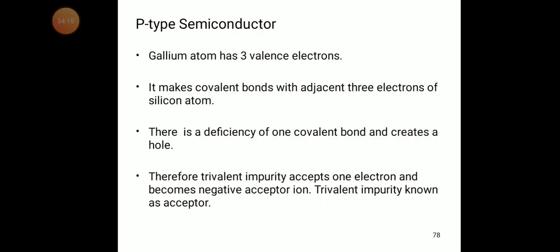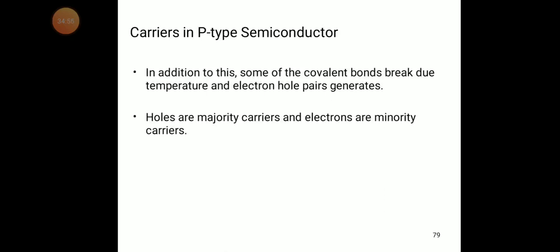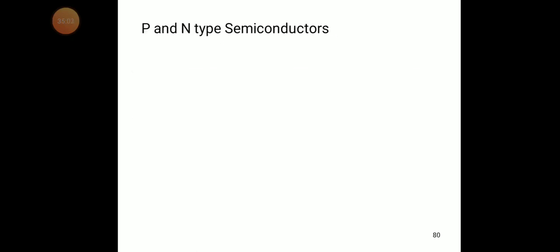In the donor atom, the pentavalent impurity donates 1 electron and becomes the positive donor ion. Positive donor ions are in the n-type material. Negative acceptor ions are in the p-type material. Negative acceptor, positive donor. Carriers in p-type material, you know already. In addition to this, some of the covalent bonds break due to temperature and electron hole pairs are generated. Holes are majority charge carriers and electrons are minority charge carriers.